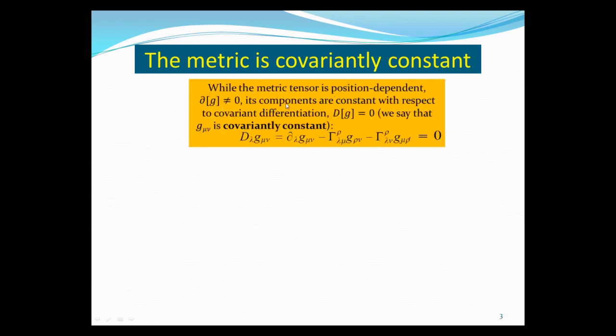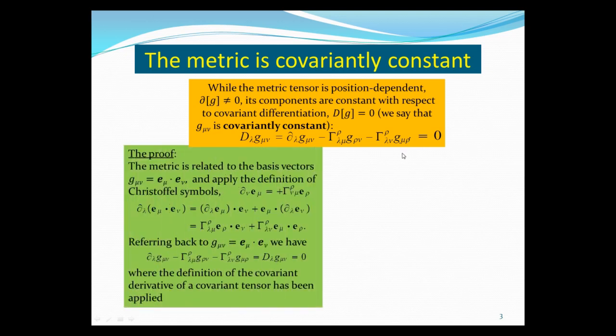We're going to show that the metric is covariantly constant. Of course, the metric tensor is position dependent, so the ordinary derivative of the metric is non-zero. However, if you differentiate instead by the covariant derivative, it actually vanishes. So we say the metric g mu nu is covariantly constant. We can use this expression over and over again. It means that the covariant derivative, in this case with the Christoffel symbol, is equal to 0. We can prove this as follows.